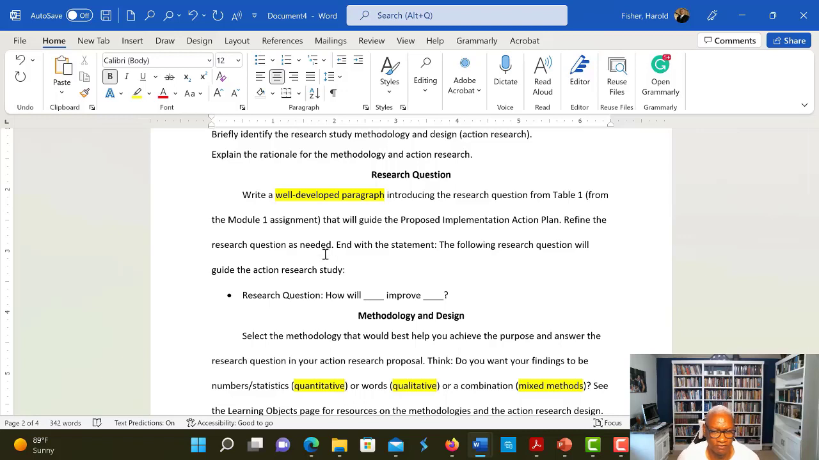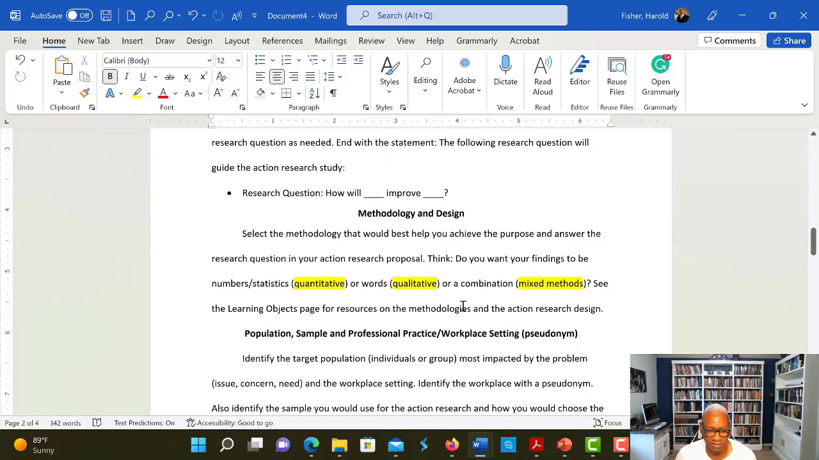So, a well-developed paragraph introducing the research question from Table 1. With this particular statement right here, this is what you need to include: The following research question will guide the action research study. And then you put that research question. It's the how question, by the way. Although I'm not big on those closed-ended questions, it's that how question. If you don't have a how question, it's okay. Just pick one of your research questions, because that's going to guide your action research study at this point.